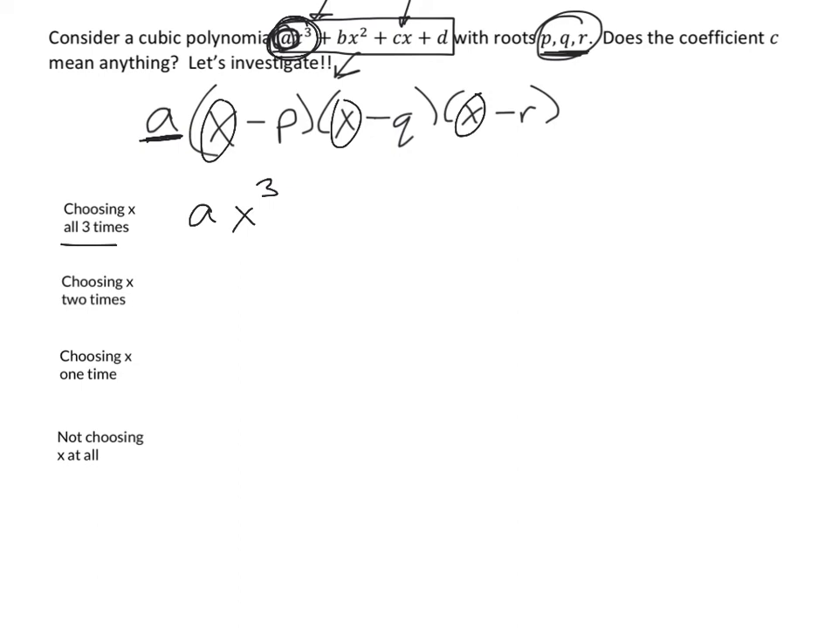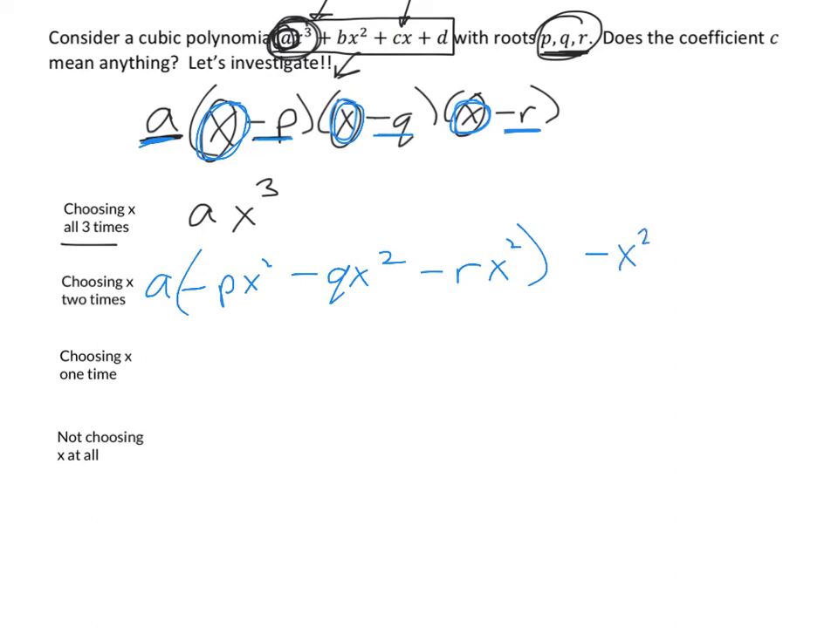Okay, choosing x 2 times. If I chose x twice, that would mean I would have picked negative p and then the 2 x's. So that would be negative px squared. Then I could have chosen negative q and the other 2 to be x's, that's negative qx squared. And then I could have chosen negative r and the other 2 x's, so that would be negative rx squared. Also we have the a on this because of the a out front. Again, we're not surprised about this one. I could factor the negative and the x squared, and we have the a also, and we have our p plus q plus r.